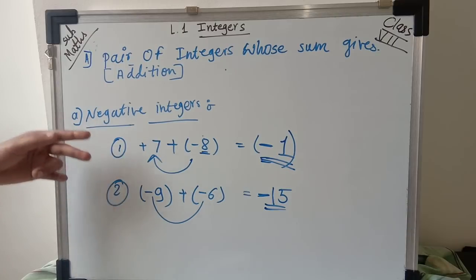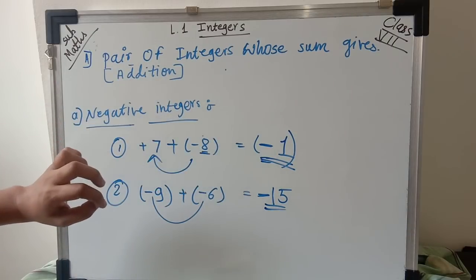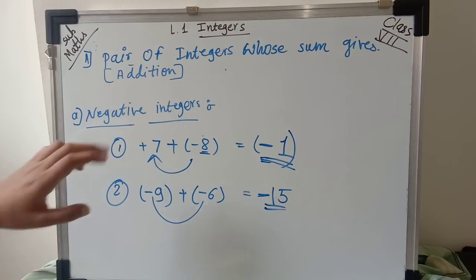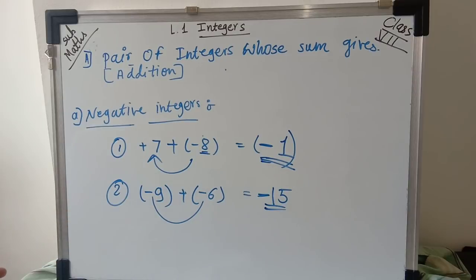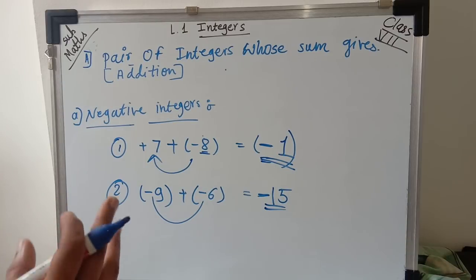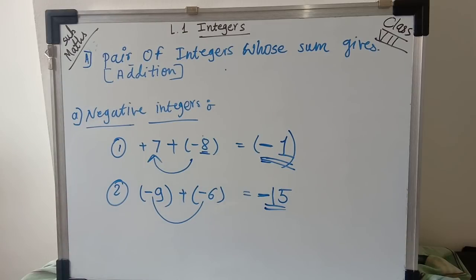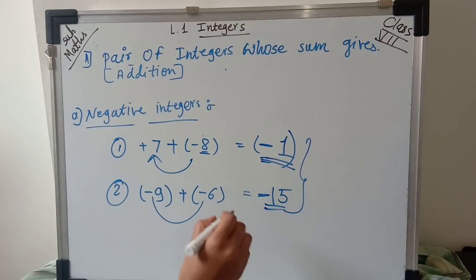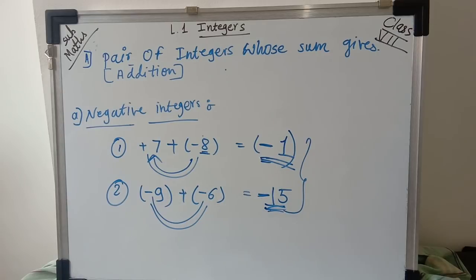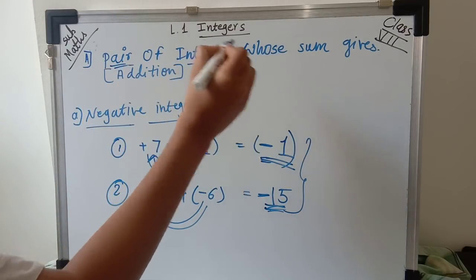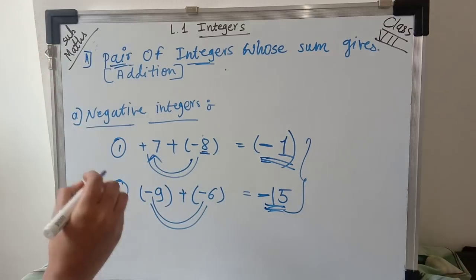So students, when you want the negative integers, the pair you have to find out for the negative integers. Remember the two possibilities are there when you are doing the addition of positive and negative integers. And second is when both negative integers are there, and that time you will get the negative integer. These are the pairs for the negative integers. I hope you are understanding what I am trying to say. I am saying that you have to find out the pair of integers whose sum gives the negative integer.